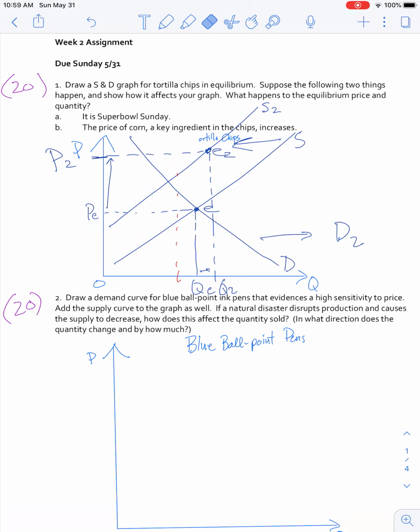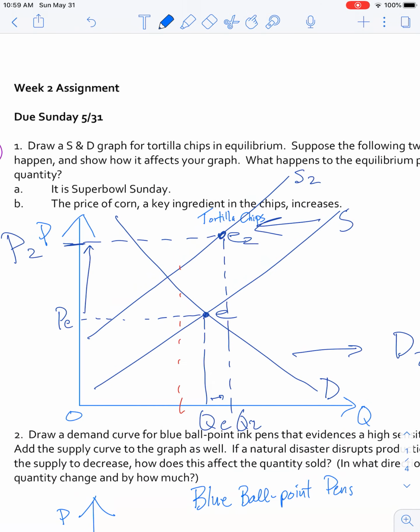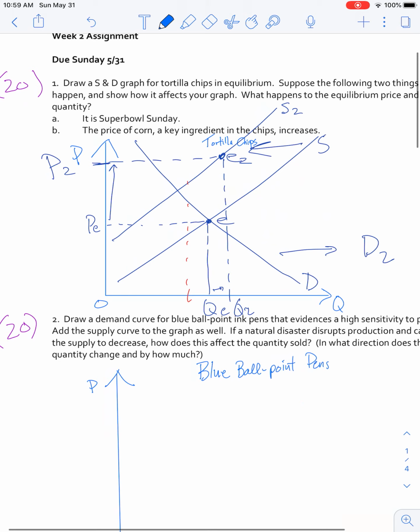Oh, I took out the T in tortilla, didn't I? My bad. We can fix that though. There we go. So don't worry too much about that, like whether yours is larger or smaller. It could be either way. It depends on how you drew the graph, but the price has to go up.